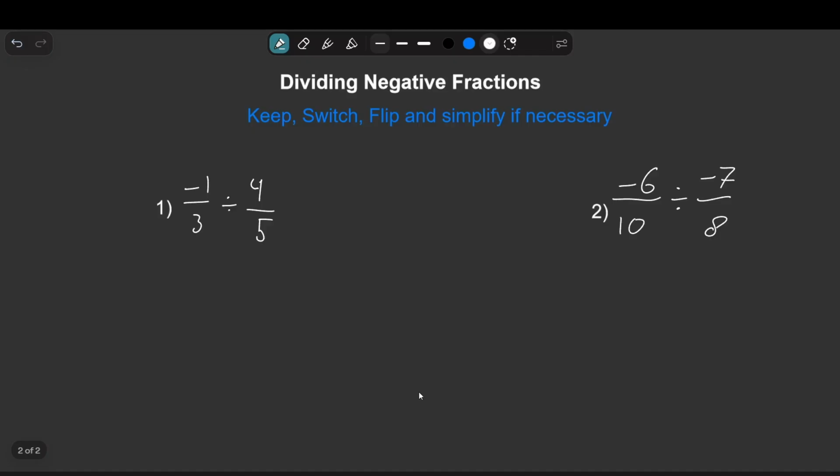Now, the same rules that apply to dividing positive and negative integers apply to fractions. So, if we have the same sign, meaning positive divided by a positive, or a negative divided by a negative, we will get a positive result. If we have different signs, so a positive divided by a negative, or a negative divided by a positive, we will have a negative result.